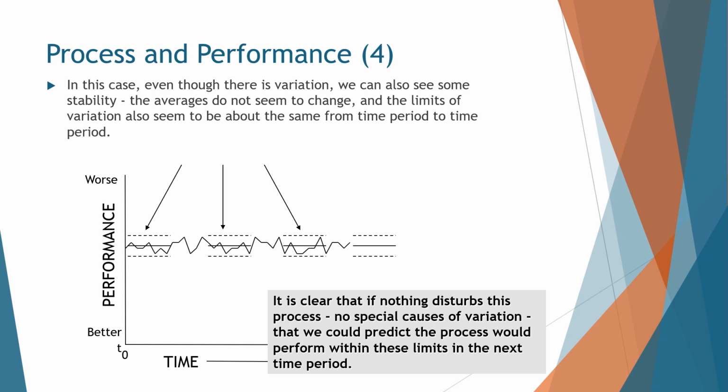It is clear that if nothing disturbs this process, no special causes of variation, we could predict the process would perform within these limits in the next time period. And the truth is, as long as it meets the customer's upper and lower specification limits and all the data dots are within the upper and lower line, then you're good to go. You can really call this process both stable and in control.